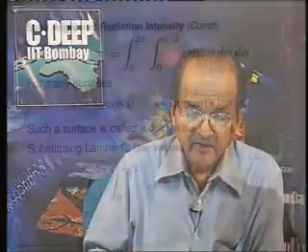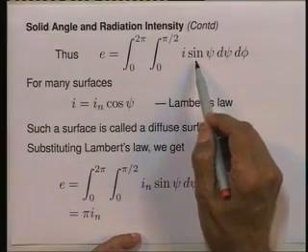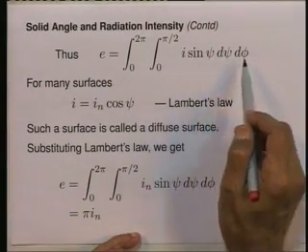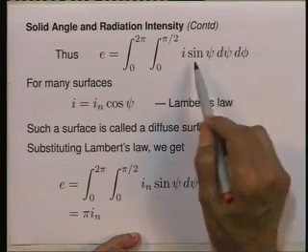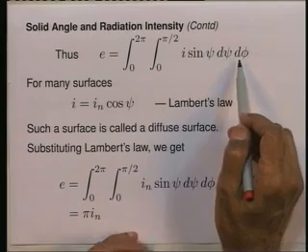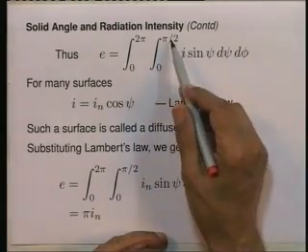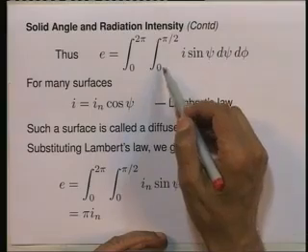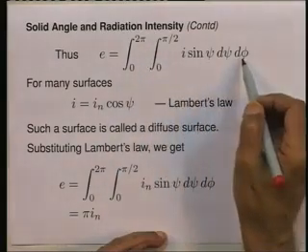Thus, proceeding from the earlier expression, E is equal to the integral of I d omega. Now, instead of d omega, I will write sin psi d psi d phi, because that is my expression for the elementary solid angle, which I derived earlier in spherical coordinates. If I want all directions of a hemisphere, integrate from 0 to pi by 2 to cover all the variation of the zenith angle, and from 0 to 2 pi to get the variation of the azimuth angle.